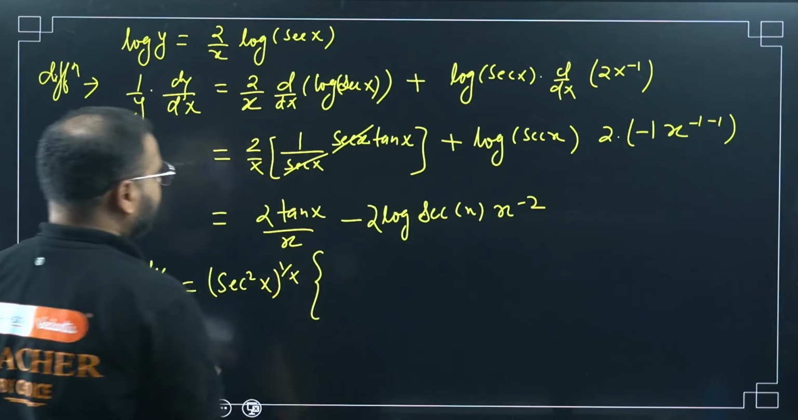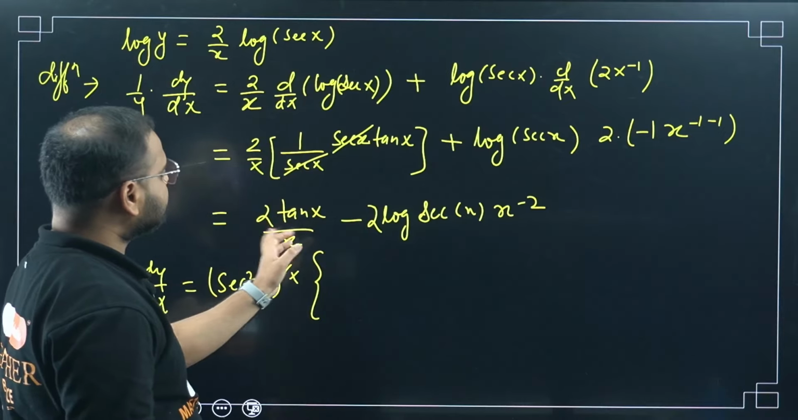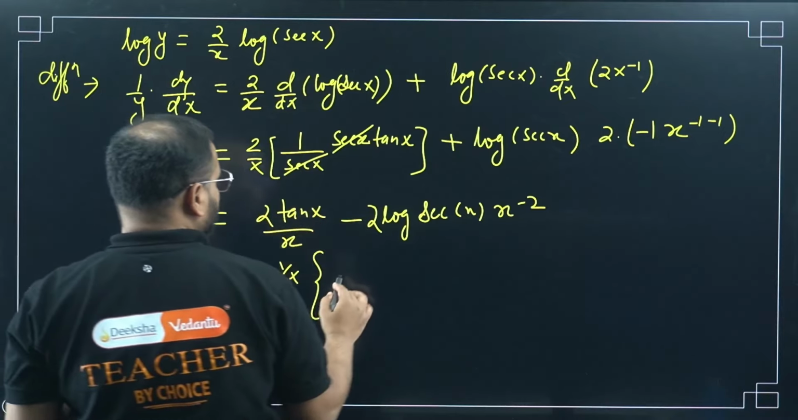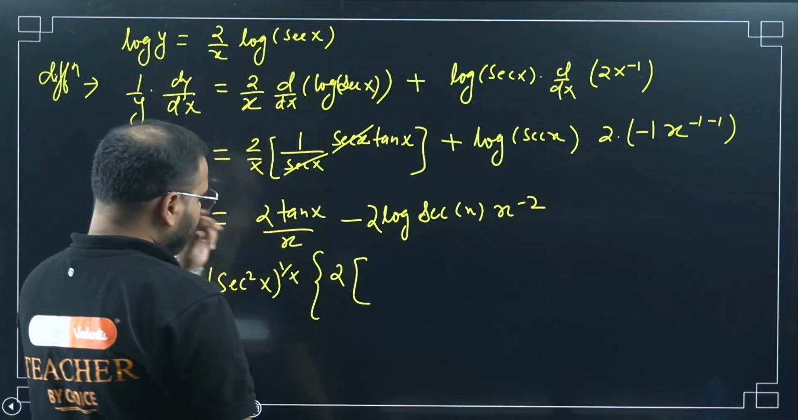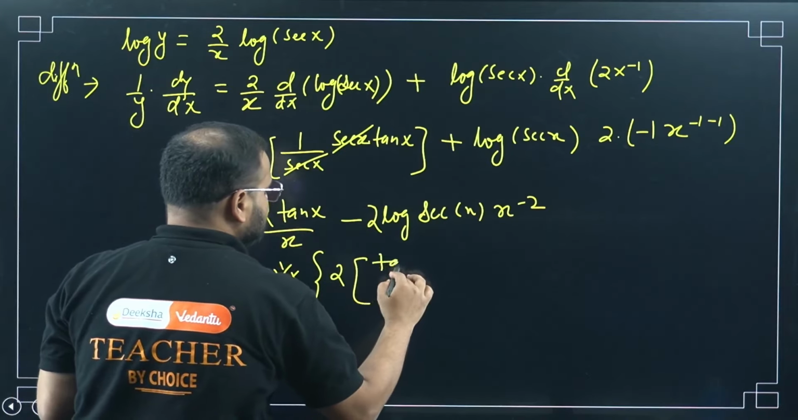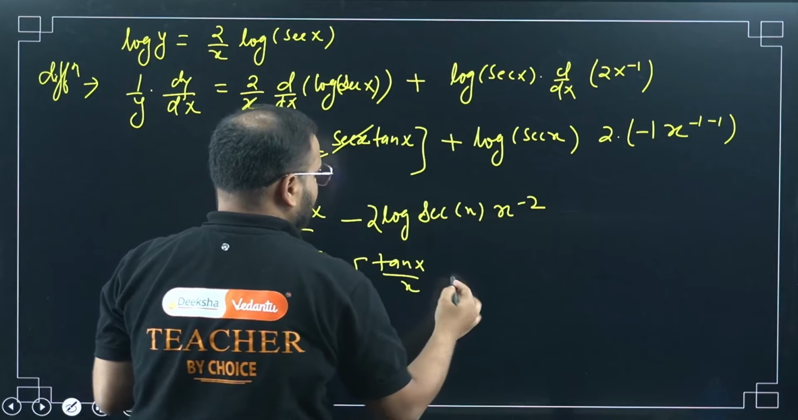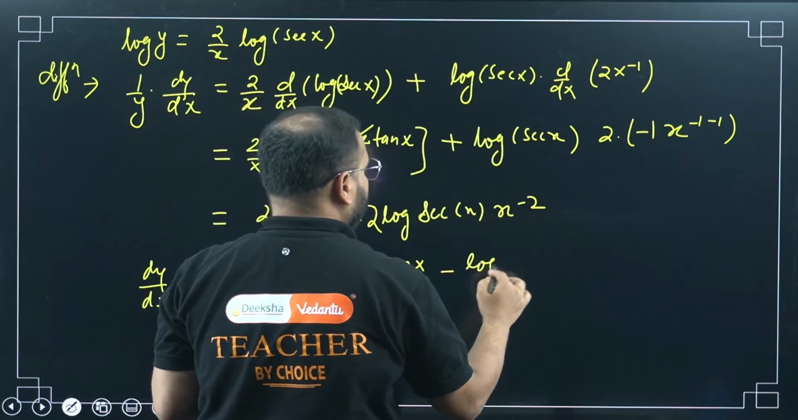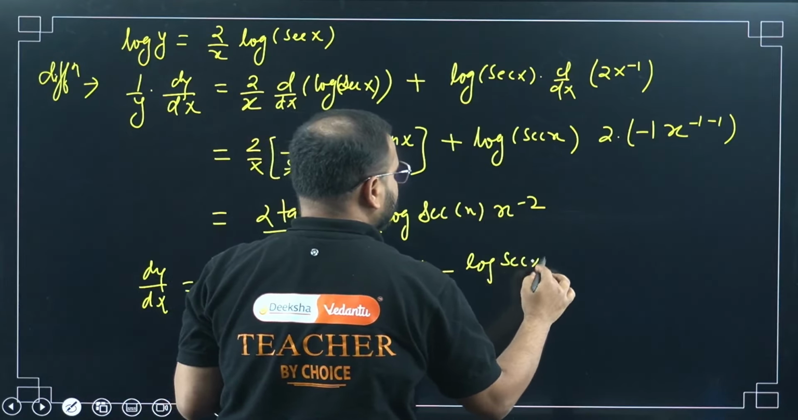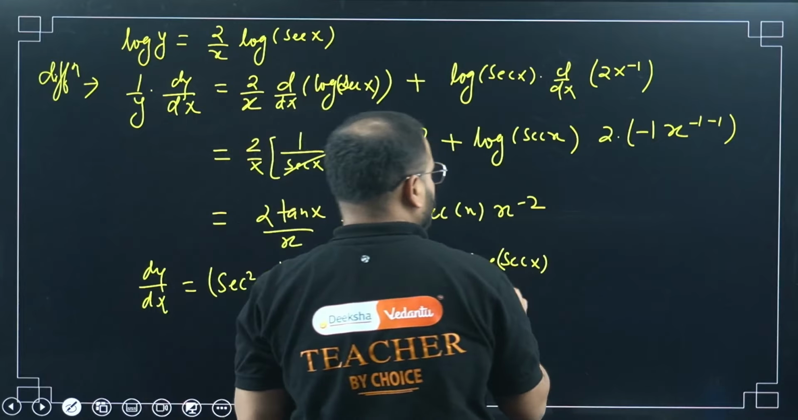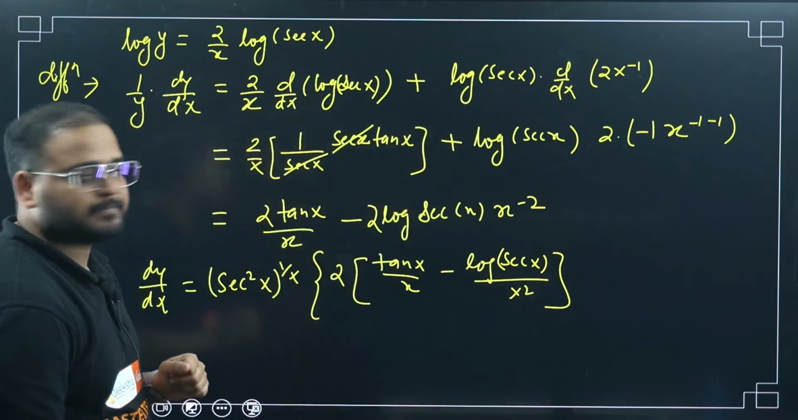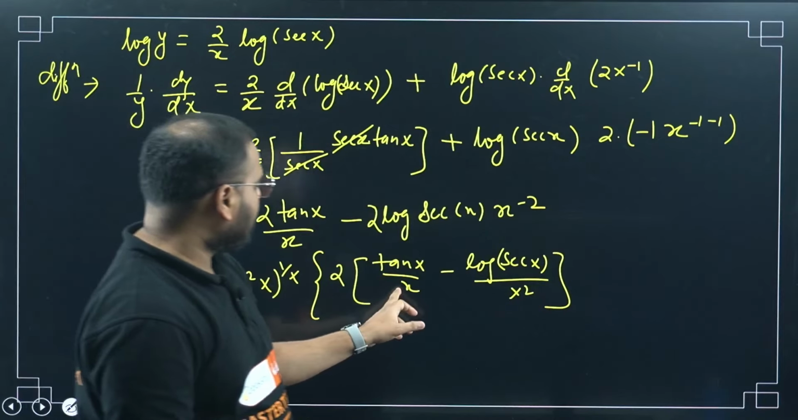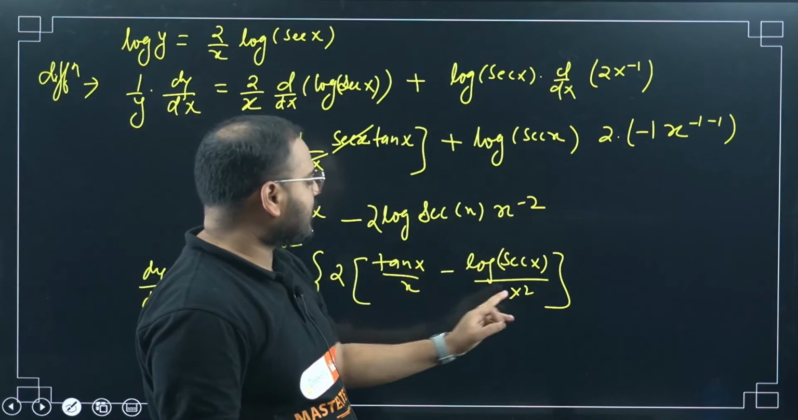Now in this whole bracket, I can take 2 common. What I've left here is tan x by x, and this is simply log secant x upon x square. Please check. Upon x square. Correct, no? X power minus 2 will come as x square.